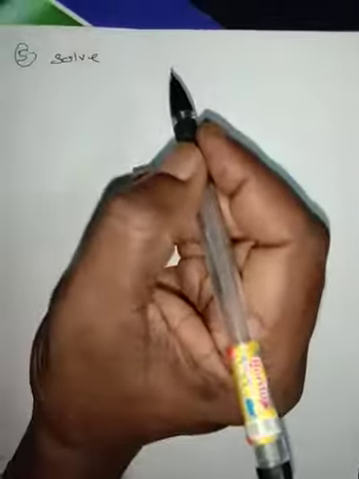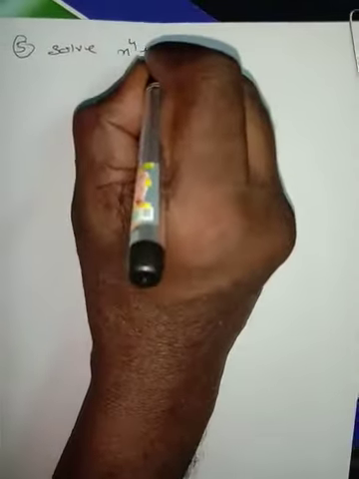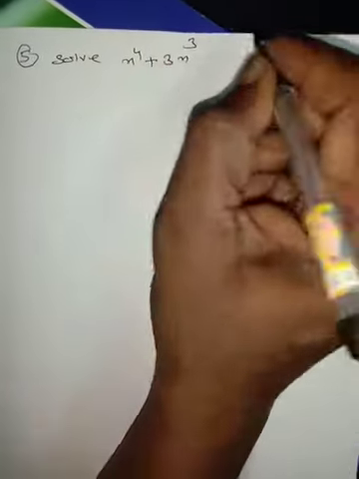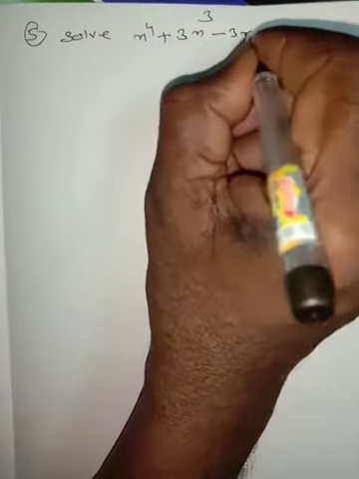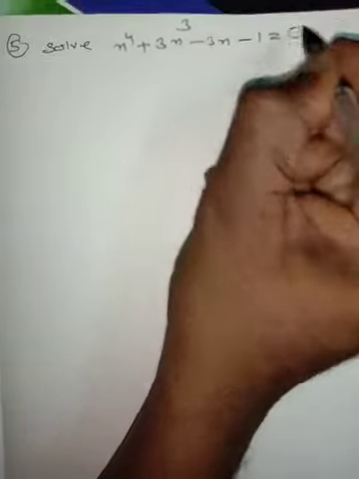Question number 5. Solve x power 4 plus 3x power 3 minus 3x minus 1 is equal to 0.